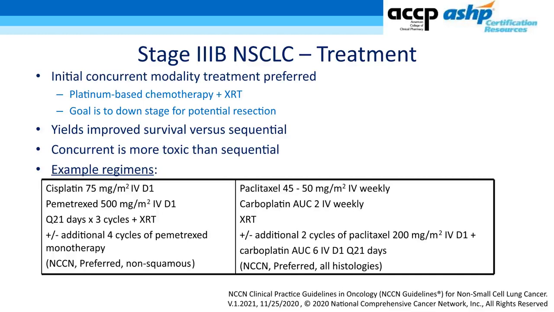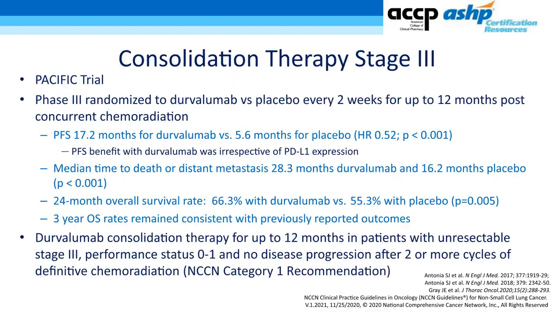And furthermore, histology does drive selection of therapy as well as performance status. So you'll note for non-squamous, combination cisplatin with pemetrexed is preferred. In contrast, carboplatin and paclitaxel is preferred for all histologies and might be ideal for a patient that might not tolerate cisplatin-based chemotherapy.